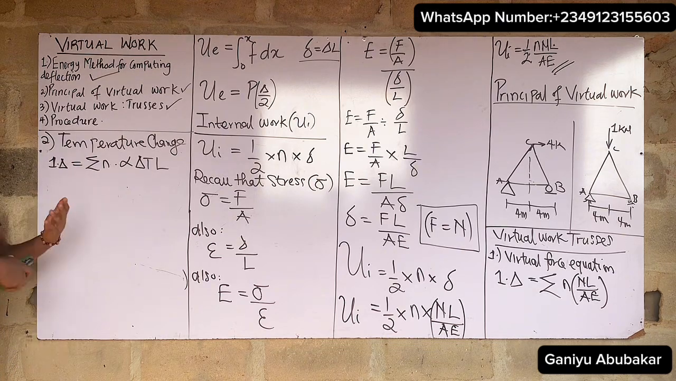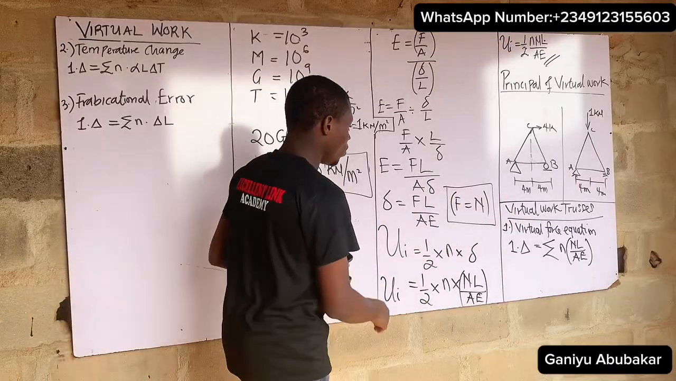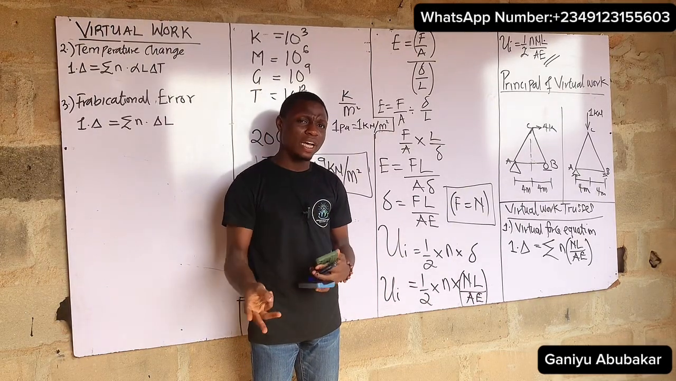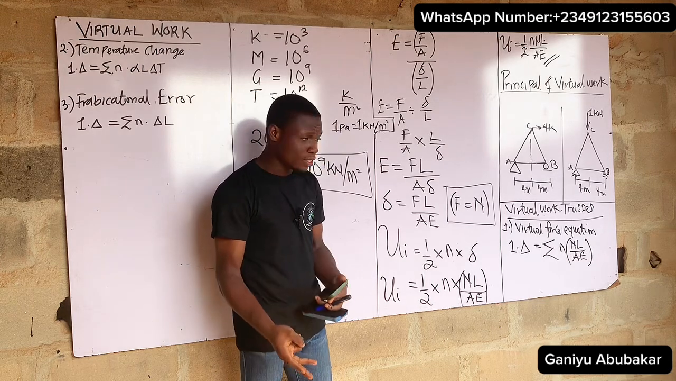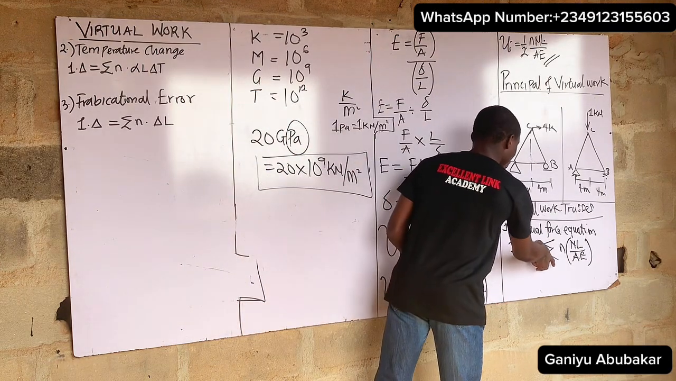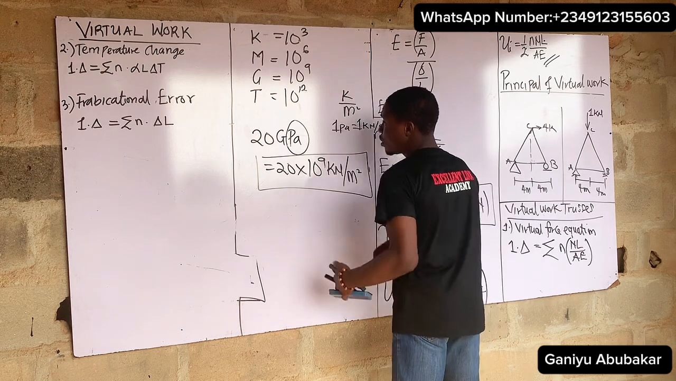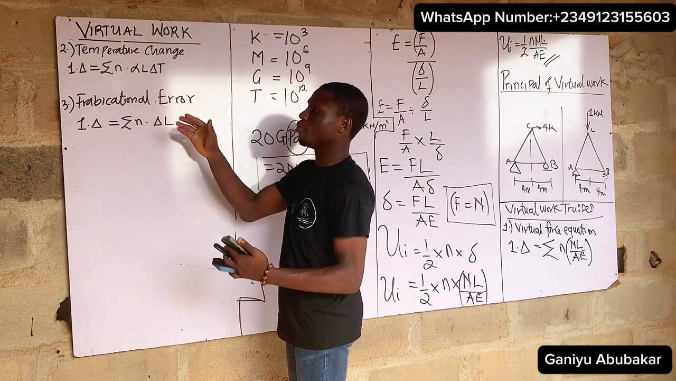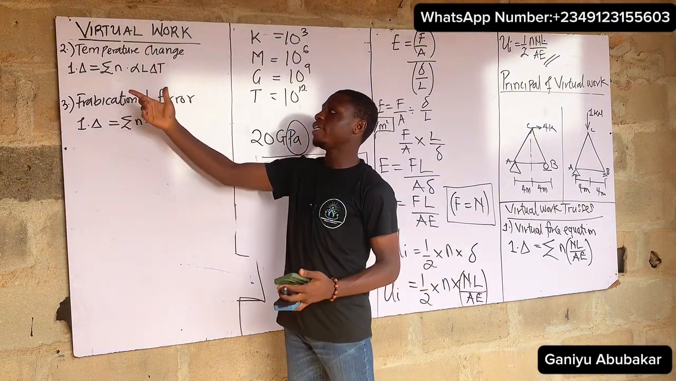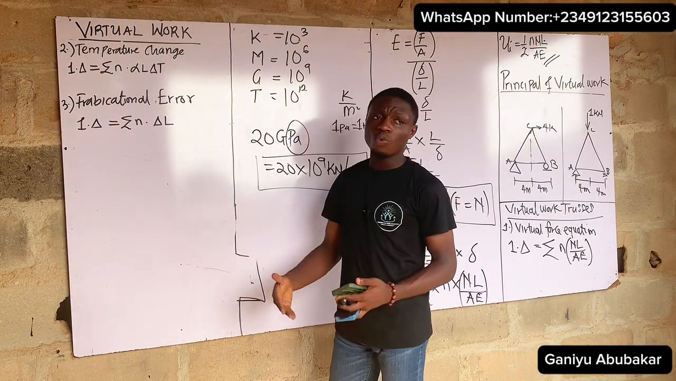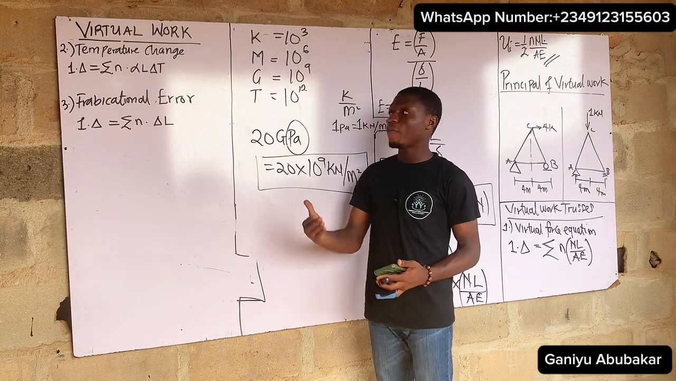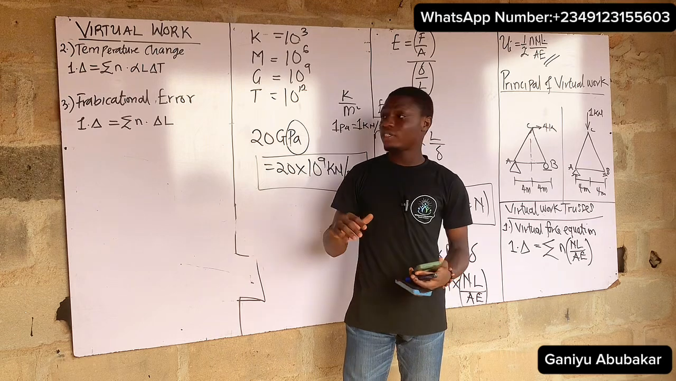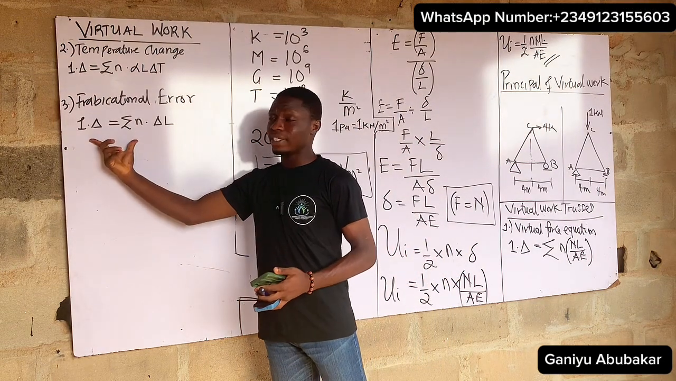Note that there are just three expressions, or three formulas, for virtual work for trusses. The first one is the real virtual work equation. The second one is the temperature change, so when you have a temperature change in trusses, you apply this formula. Also, there's what we call fabrication error. That is, when there's an error in the trusses, you apply this expression.